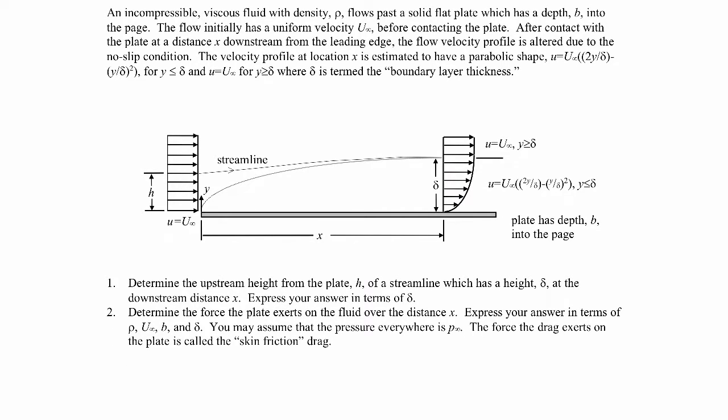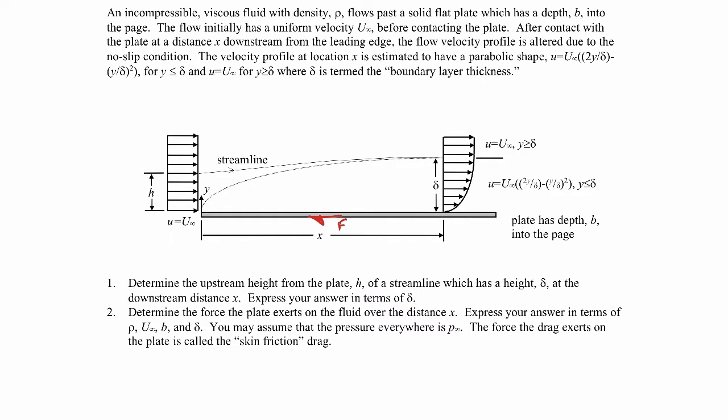Secondly, we're asked to find the force the plate exerts on the fluid over the distance x. So what we're talking about there is what kind of force does the plate exert on the fluid. And the reason we know some force occurs is because the fluid comes in with some momentum and it's going out with a different momentum. The momentum has changed because the velocity profile has changed. And we know from Newton's second law that if the momentum changes, then there must be some force that acted on the fluid. And that's what part 2 is: what is that force that's caused this velocity profile change. All right, so we're going to solve those two different situations here.